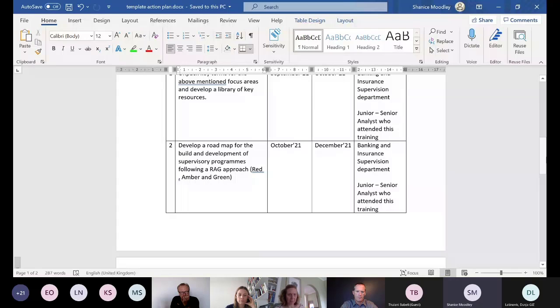We would do this following a RAG approach, so red, amber, and green, to ensure that we allocate the right resources and the sufficient energy, skills, and expertise to the areas that require this the most. So we'd obviously classify the milestones and areas in terms of red, amber, and green. Our timeline for this is from October all through December, because these are our quieter seasons, as it does pick up a bit from next year, January onwards. So we'd use the quiet season to start developing this roadmap and the key milestones. Again, the key stakeholders would be our banking and insurance supervision department, but the main drivers of this roadmap would be myself and Chesney.